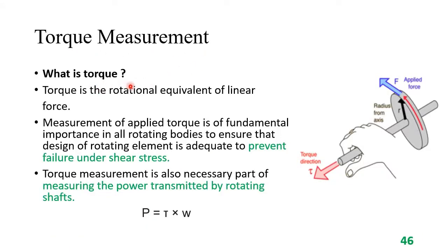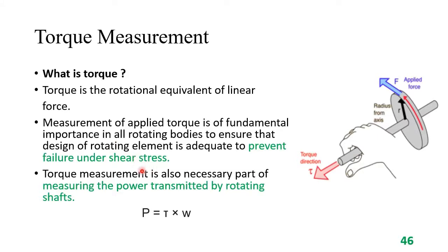What is torque? Torque is the turning effect produced by a force. It is the rotational equivalent of linear force. Measurement of applied torque is of fundamental importance in all rotating bodies to ensure that the design of the rotating element is enough to prevent failure under shear stress.